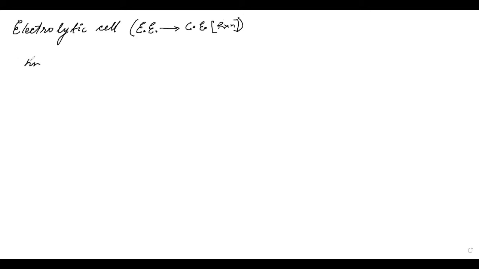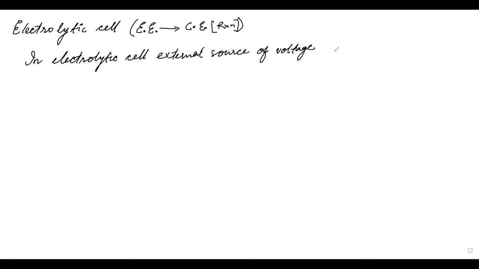In an electrolytic cell, an external source of voltage is used to bring about a chemical reaction. If you remember, the electrochemical cell was just the opposite. What we used to do was generate some voltage by a chemical reaction.